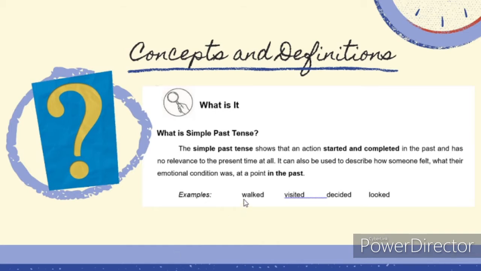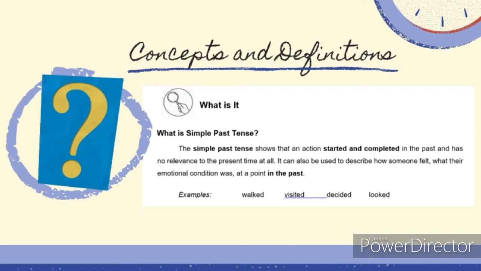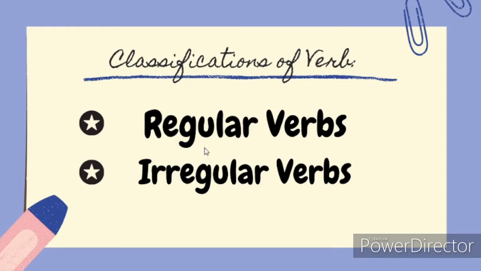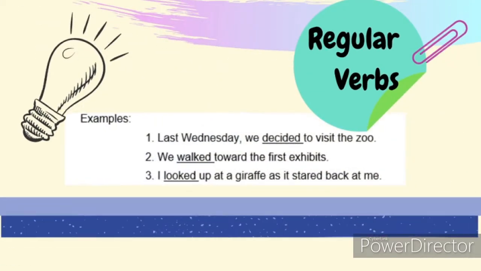So what makes these verbs simple past tense? Before learning the form and structure of simple past tense, you have to know first how to identify the classifications of verbs, which are the regular verbs and irregular verbs. In these example sentences, the underlined words are the verbs. The underlined words, which are decided, walked, and looked, are examples of regular verbs. Why? Let's find out.